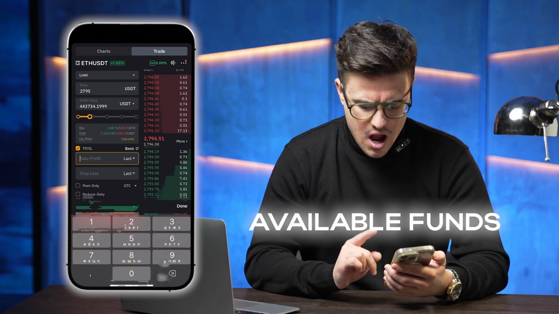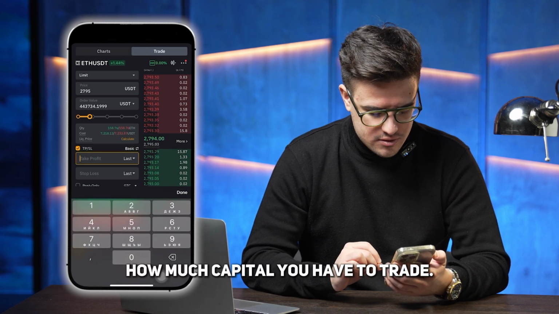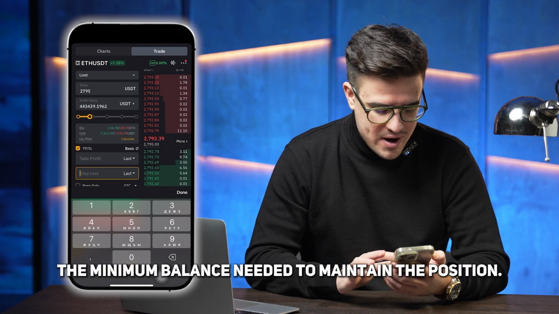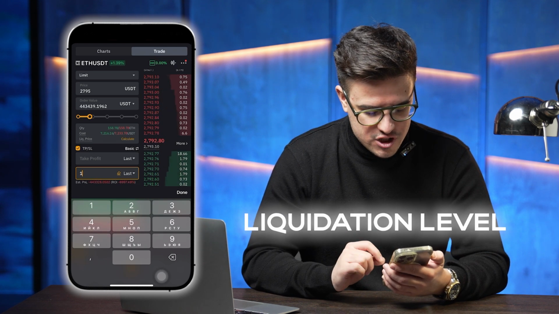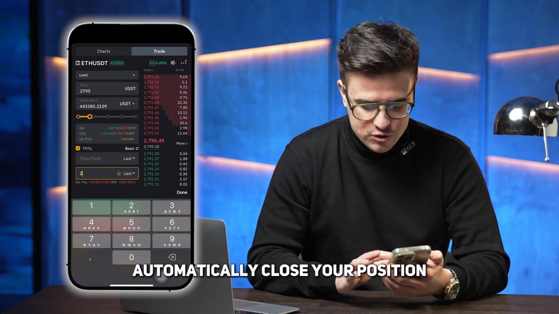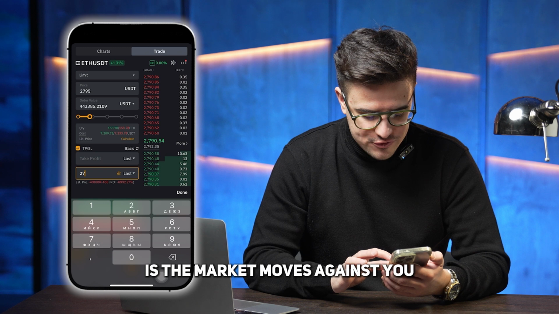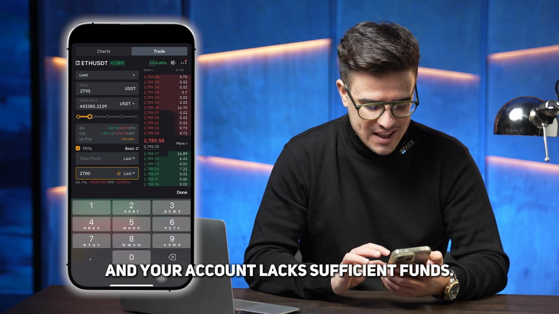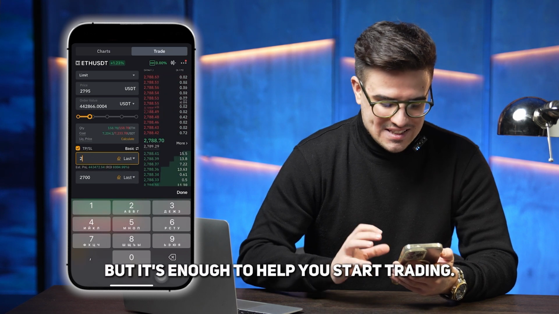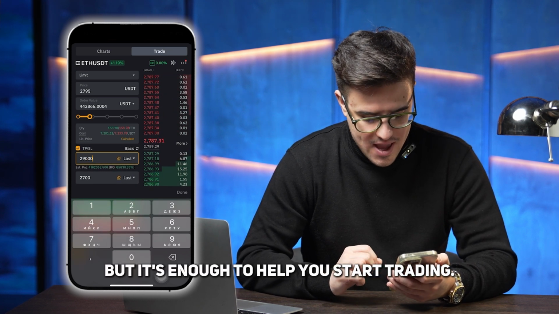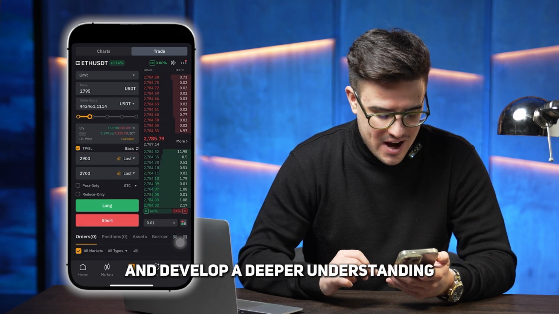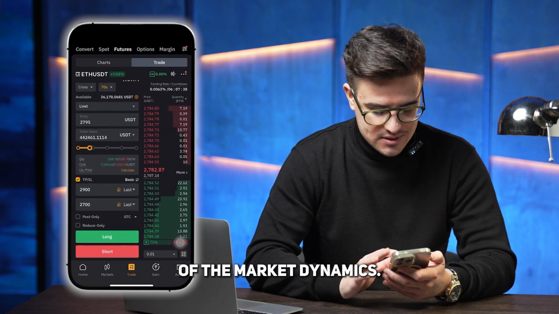Available funds: how much capital you have to trade. Margin requirements: the minimum balance needed to maintain the position. Liquidation level: the point at which the exchange will automatically close your position if the market moves against you and your account lacks sufficient funds. This is a quick overview, but it's enough to help you start trading. As you gain experience, you can refine your strategies and develop a deeper understanding of the market dynamics.